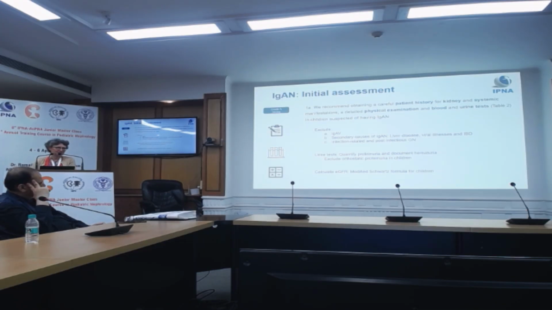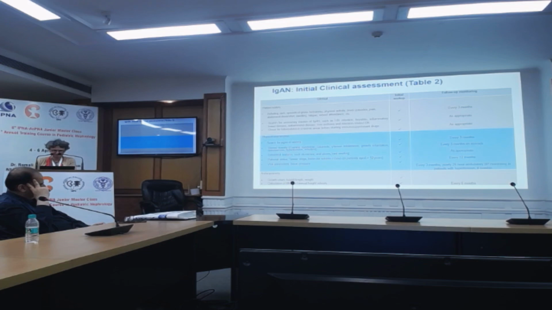And for this, the biopsy is absolutely key. In terms of urinary tests, we need to quantify proteinuria, document hematuria. If the children are a little bit older, we need to exclude orthostatic proteinuria. And then we need to calculate the GFR using, as by recommendations, the modified Schwartz formula for children. So the table with the initial assessments, I'm not going to go through it in detail because it's all published.